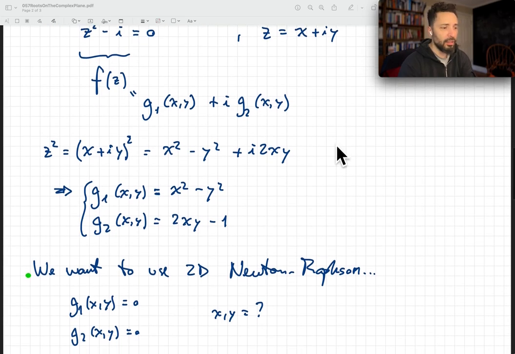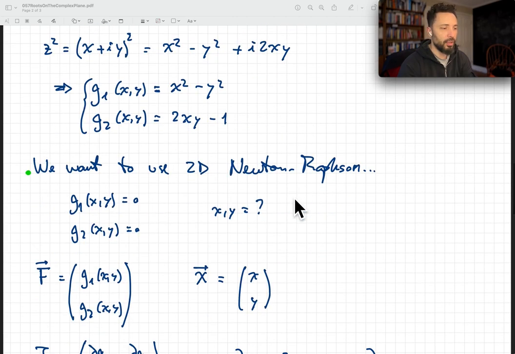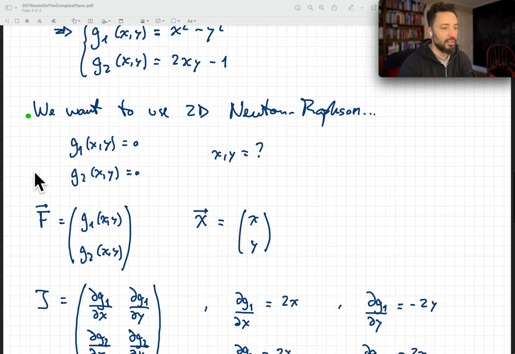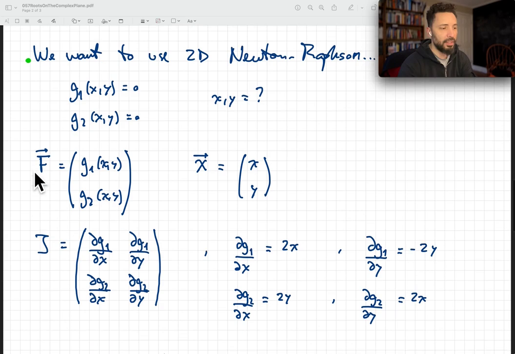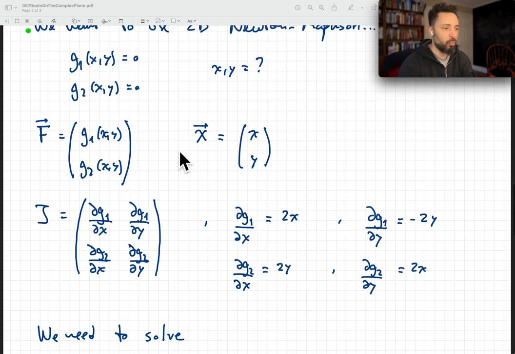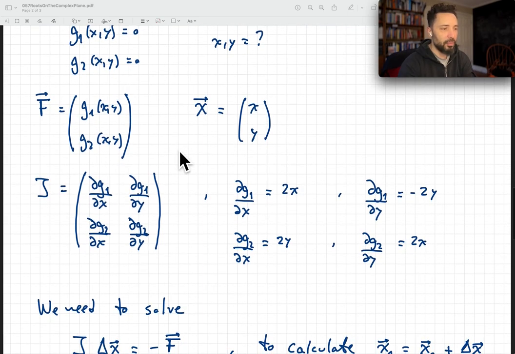And so then we're automatically in 2D. We're therefore looking for the point x, y such that g1 of x, y and g2 of x, y vanish simultaneously. And so we want to use two-dimensional Newton-Raphson, to solve for these two things simultaneously and find the point x, y that satisfies these two equations. We use the notation of the last video, and if you haven't seen it, you can stop this video here and go ahead and watch the previous video, roots in 2D. But the way we set up the problem is like this.